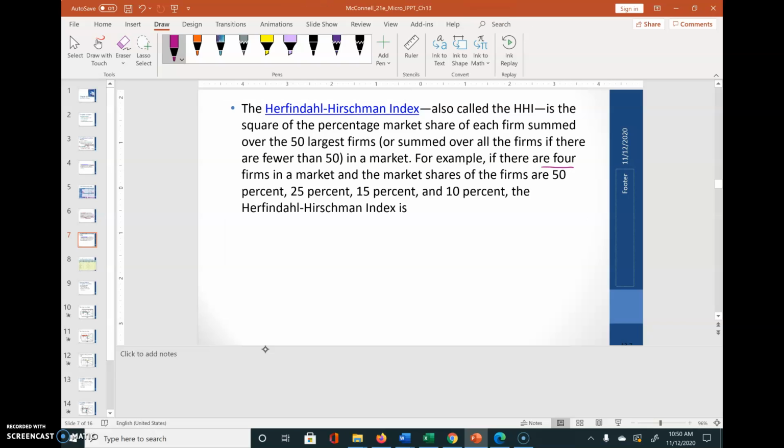Now let's look at an example here. Say there are 4 firms in the market and the market shares of these firms are 50%, 25%, 15%, and 10%. The Herfindahl-Hirschman index here will be equal to 50 square plus 25 square plus 15 square plus 10 square. So this will be equal to 3,450.